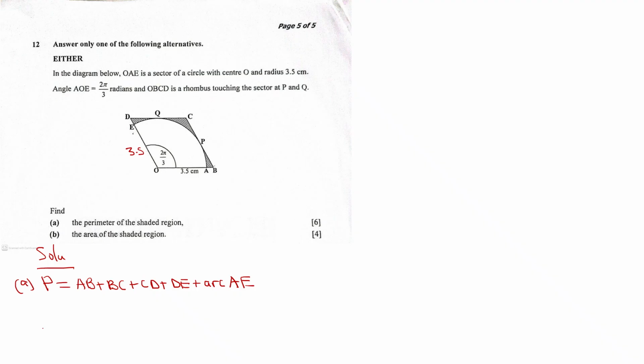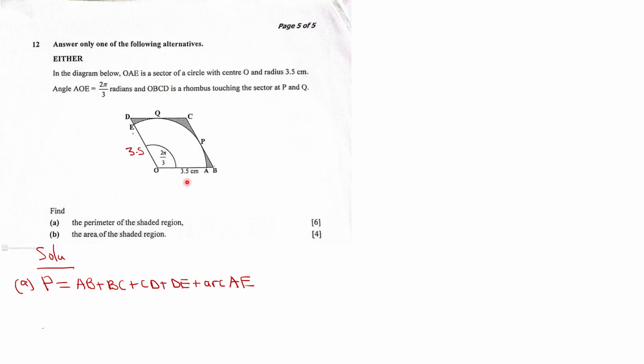So if it's the same length, and we have said all four sides of a rhombus are equal, it means to find DE, we are still going to subtract OD minus OE. So it will be the same thing as finding AB. So this question is quite straightforward because we just need to find three things.